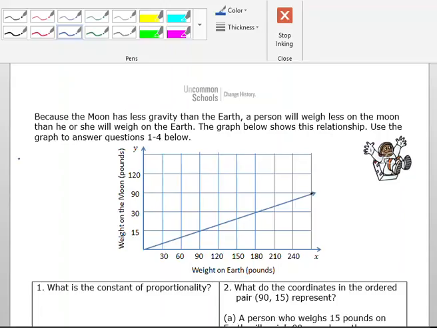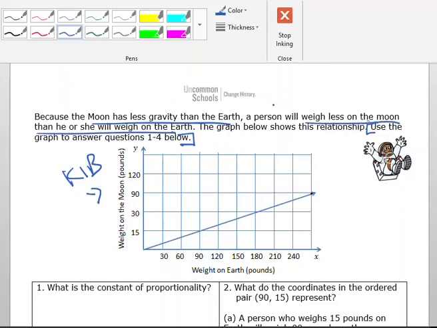Let's take a look at this problem. Because the moon has less gravity than the Earth, a person will weigh less on the moon than he or she will weigh on the Earth. The graph below shows this relationship. Use the graph to answer questions 1 through 4. Okay, so I know I'm going to use this graph. And when I have a graph, this is kind of my key information box so far. Because the moon has less gravity than the Earth, a person will weigh less on the moon than he or she will on the Earth.